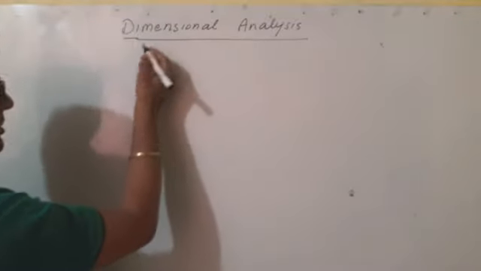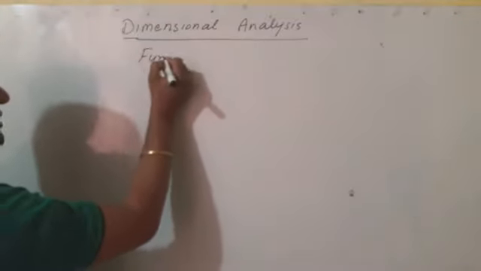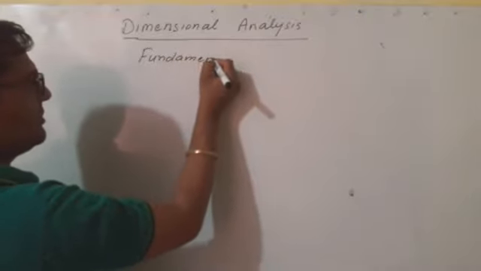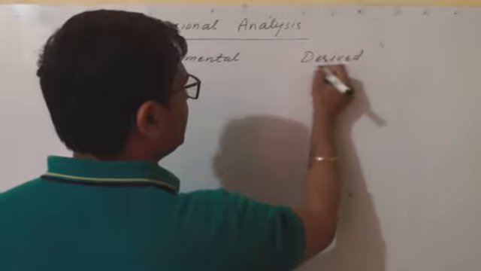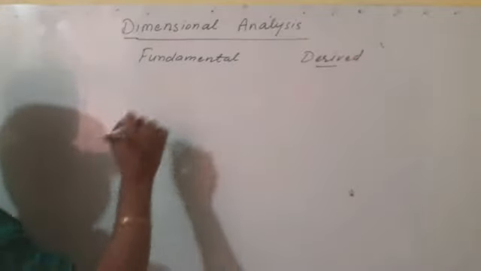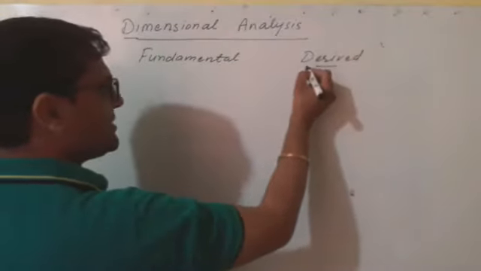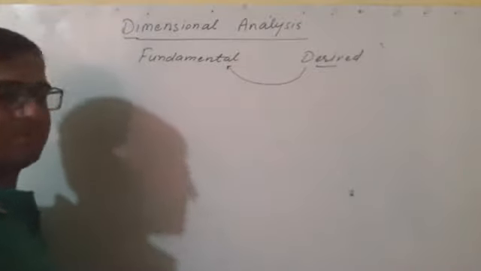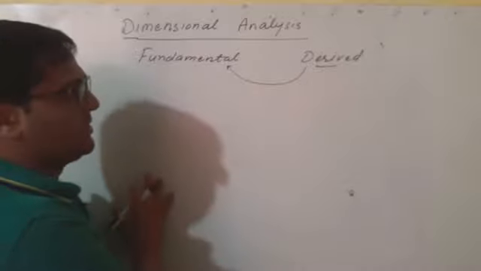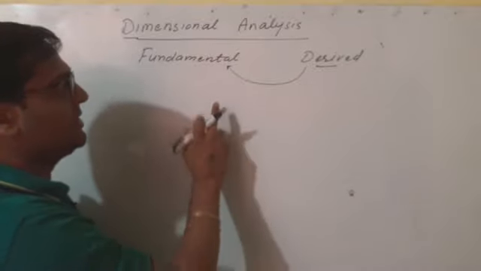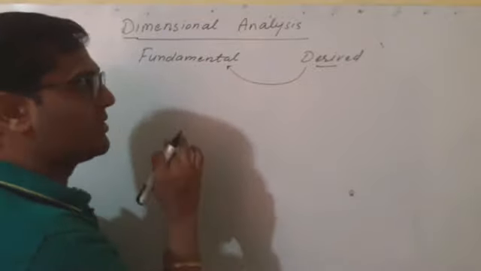We know that we have two types of quantities. One is fundamental and second is derived. So when we represent any derived quantity in terms of fundamental quantities, then that relation gives the dimensional formula or dimensions.